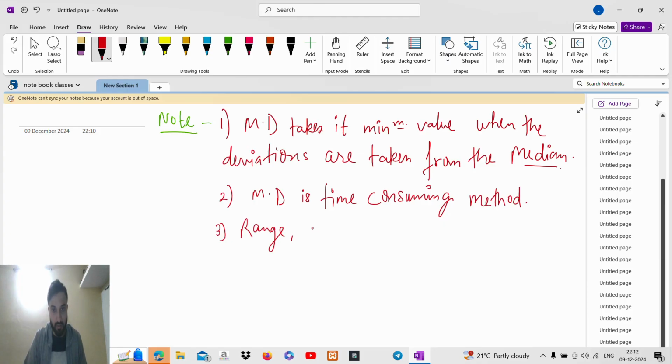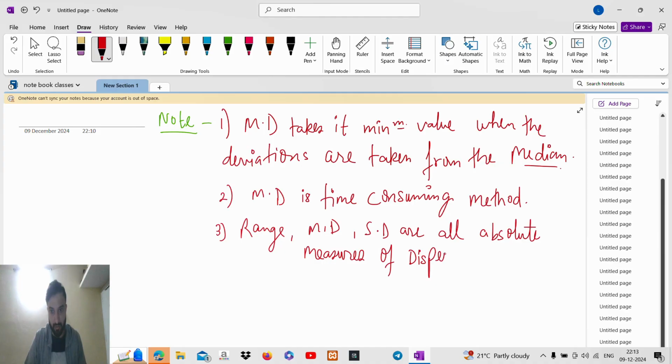Range, mean deviation, standard deviation are all absolute measures of dispersion. Okay, fine. So that is the thing.